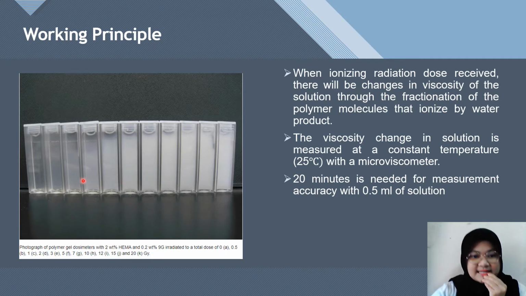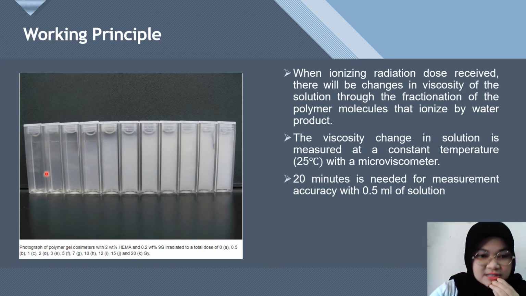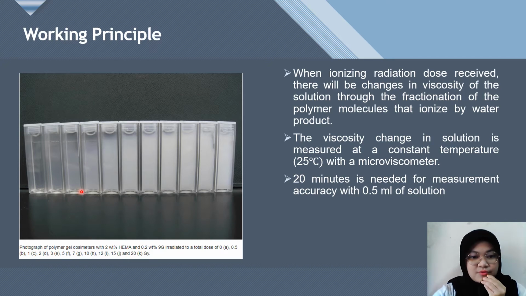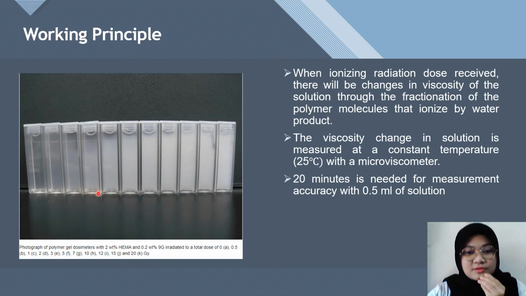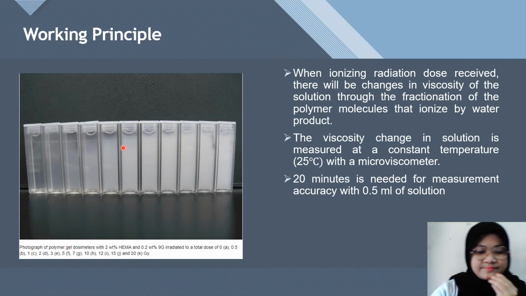So as we can see here, this is the photograph of a polymer gel dosimeter with 2% weightage of HEMA and 0.2% weightage of 9G, irradiated to a total dose ranging from 0.5 to 20 kilogray. So the viscosity change varies with the dose absorbed by the gel dosimeter itself.